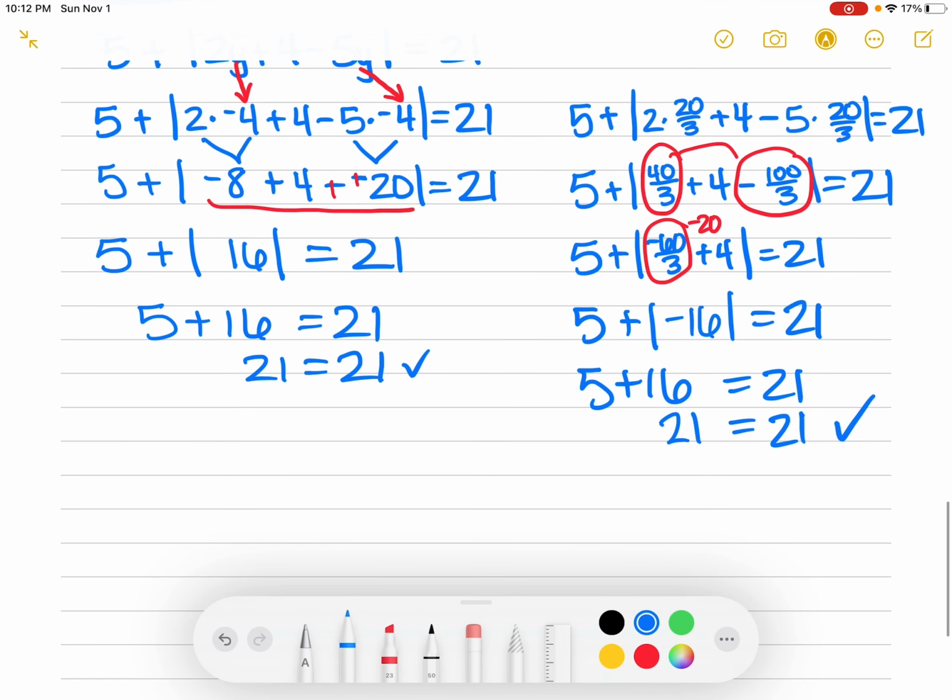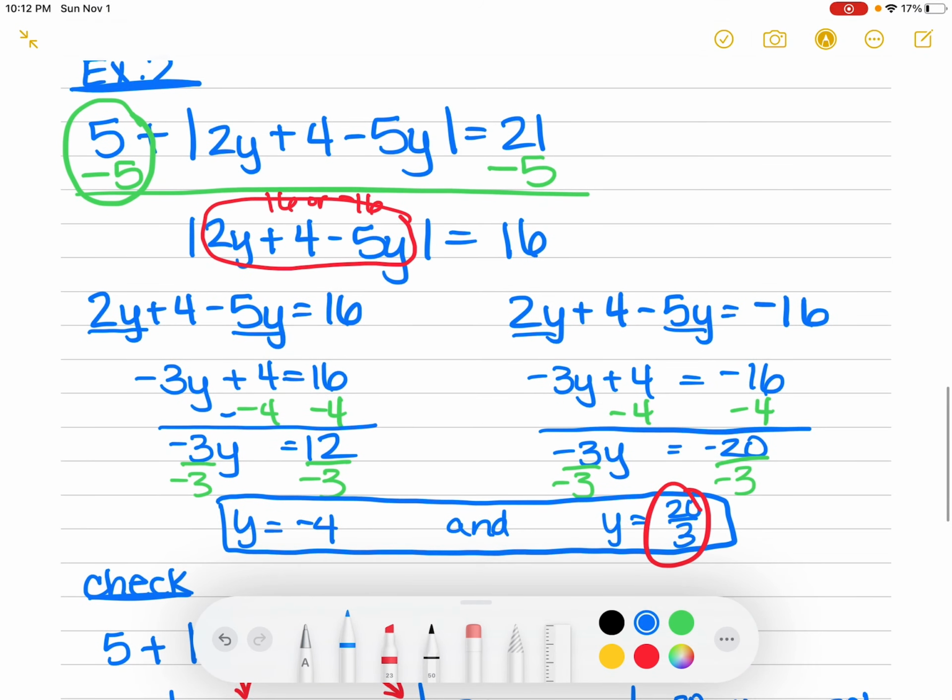Okay, that's all the lesson for today. So you will have a few problems to do like this. Make sure that you're doing 2 different problems, one positive, one negative, when you are solving your problems. Okay, that's all for today.